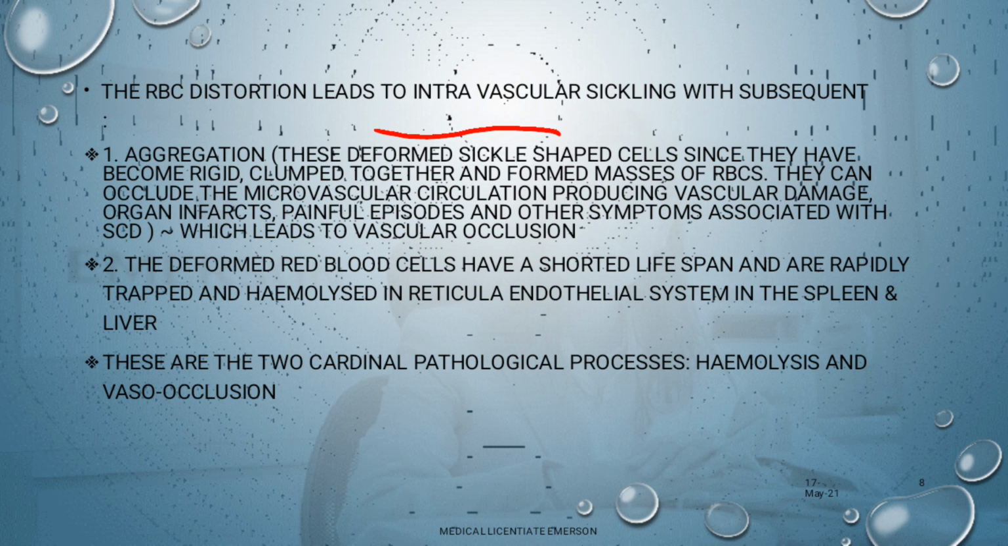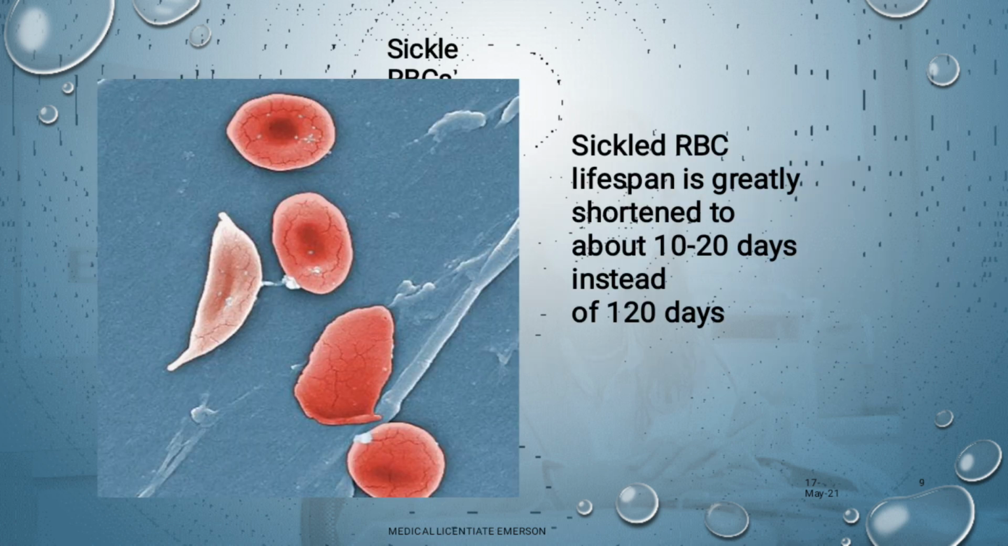Then in terms of the subsequent point, which is hemolysis, the deformed RBCs have a shortened lifespan and are rapidly trapped and destroyed in the reticuloendothelial system, specifically in the spleen and liver. So in conclusion, these are just the two cardinal pathological processes, which are hemolysis and vaso-occlusion.